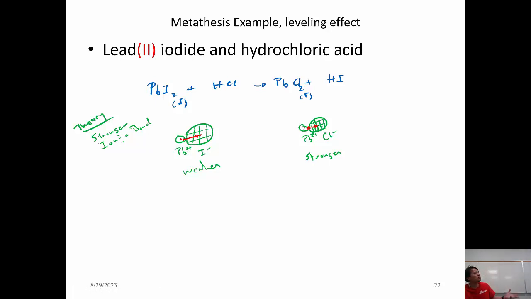So if PbCl2 has a stronger ionic bond, then that means it's harder to break apart. If it's harder to break apart, that means it's less soluble and more stable. And so we predict this one to be more stable.